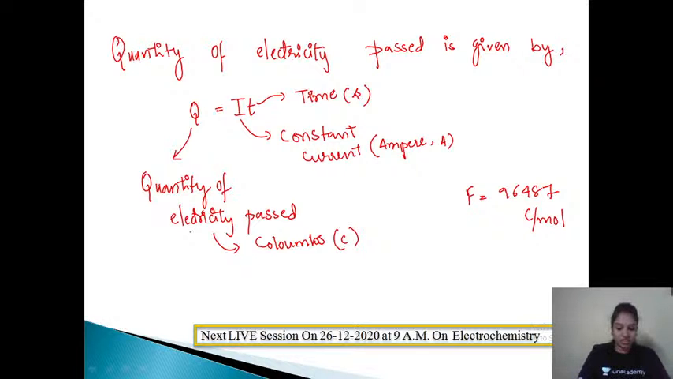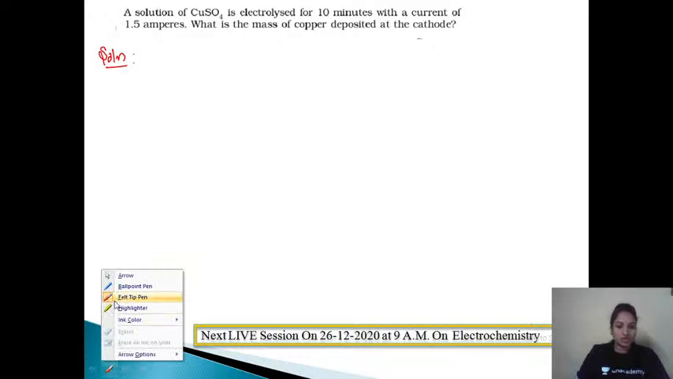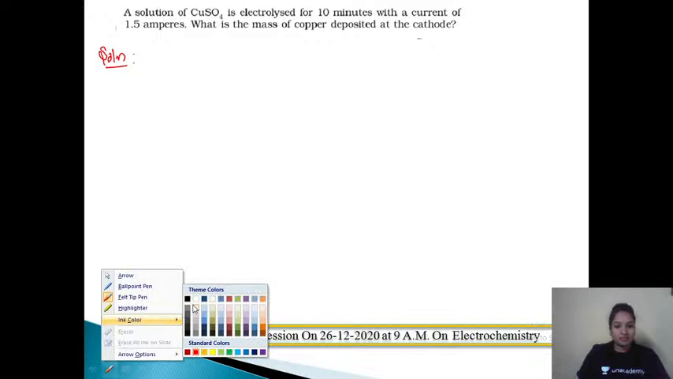Let us move to the question based on this particular concept. A solution of copper sulfate is electrolyzed for 10 minutes with a current of 1.5 amperes. What is the mass of copper deposited at the cathode? So let us see what is given in the question and try to solve this particular problem.